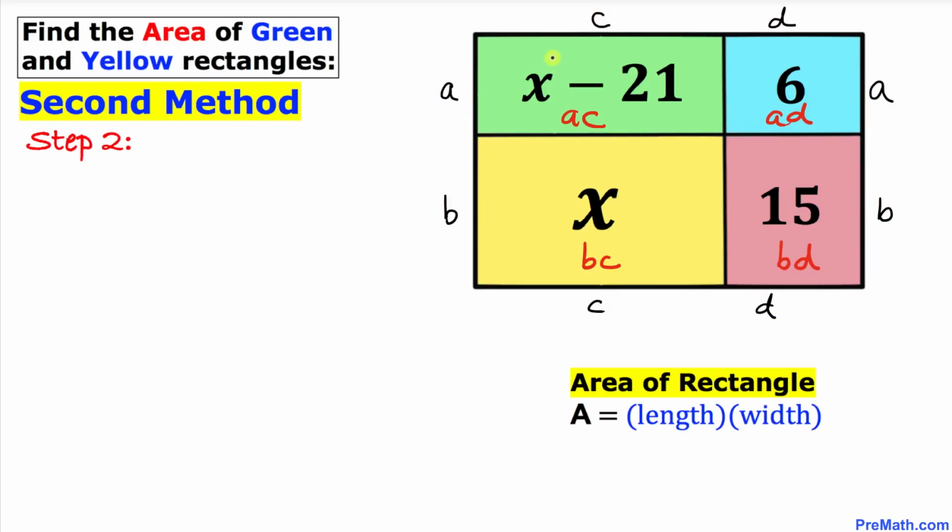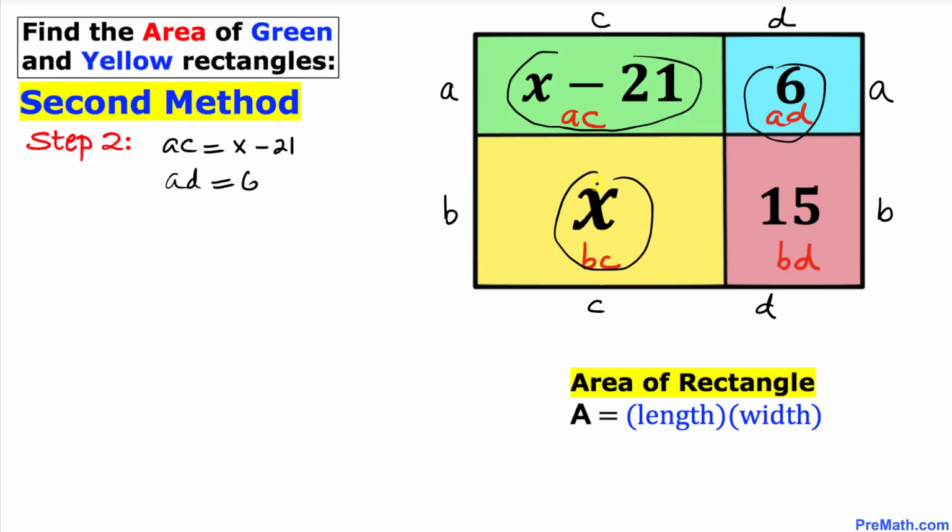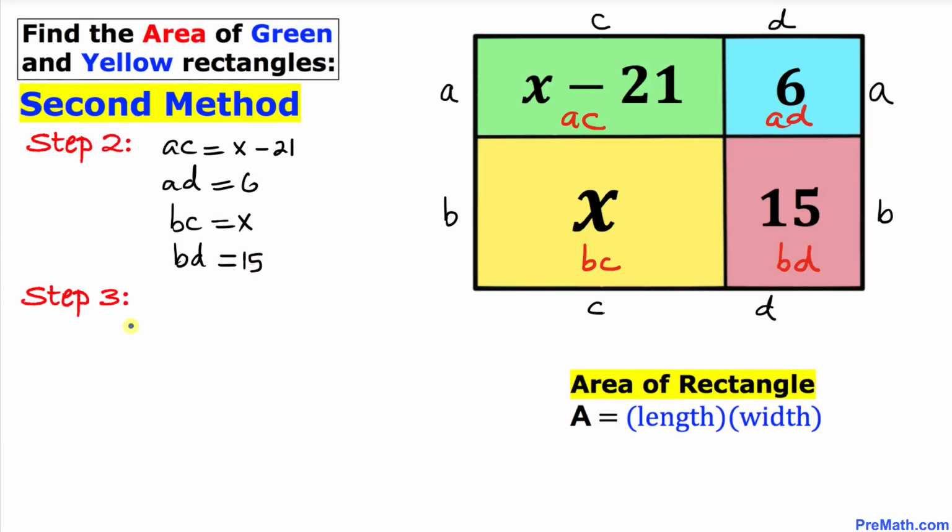So then we can write, for the green rectangle, AC equal to x minus 21. For the blue rectangle, AD equal to 6. For the yellow rectangle, I can write BC equal to x. And finally, for the red rectangle, I can write BD equal to 15.